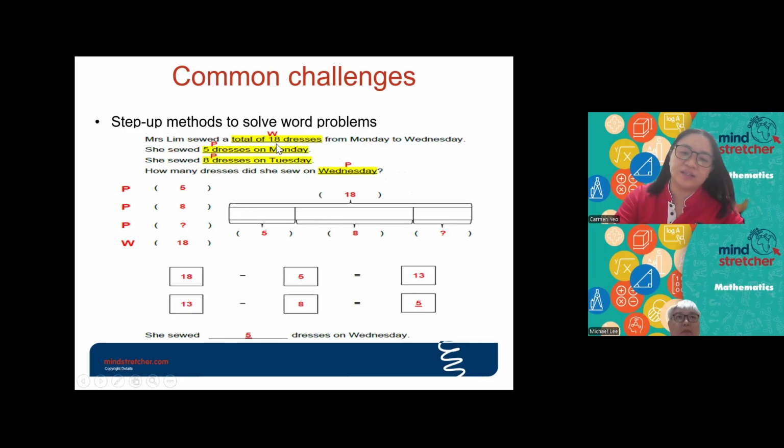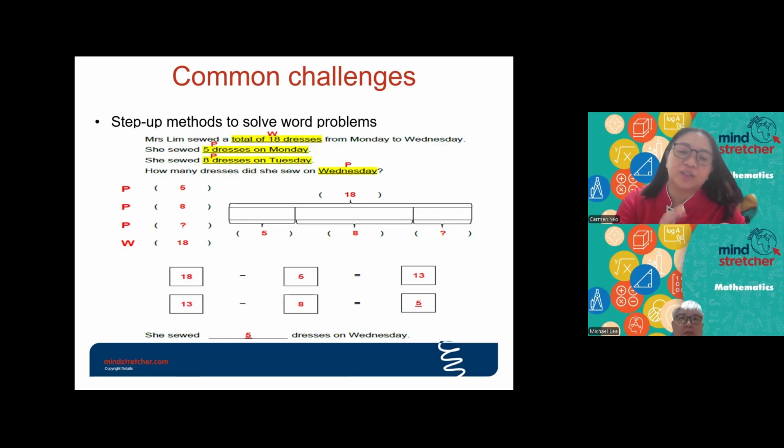So you see, this WPPP is to help students identify. When we highlight total of 18 dresses, what is this total? Is it a part of what was sold on Monday to Wednesday, or is it everything, the whole of what was sold from Monday to Wednesday? Because of the word total, it is actually the whole.